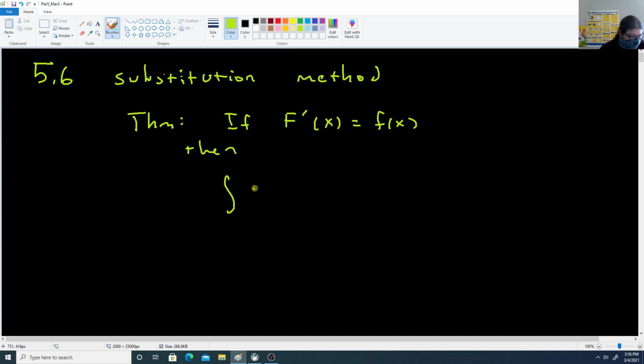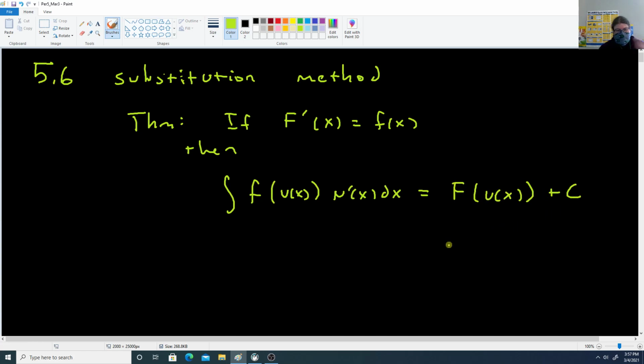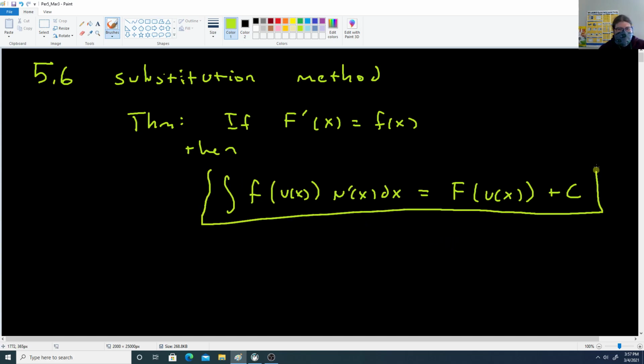The integral of f of some u of x, u prime of x dx is equal to f of u of x plus c. So basically, if you look at this, this is trying to integrate something that's based off the chain rule.